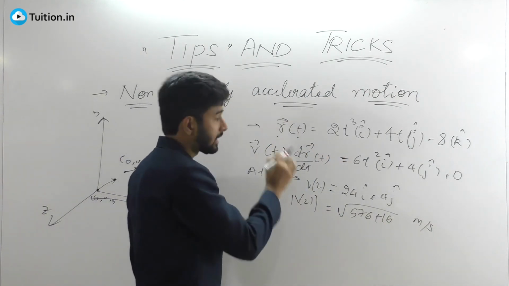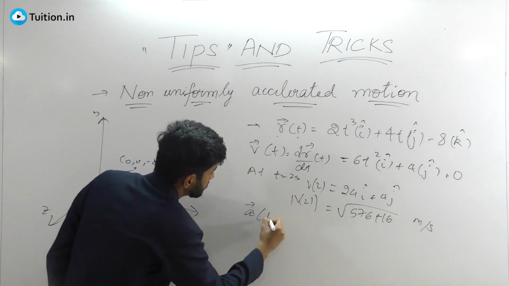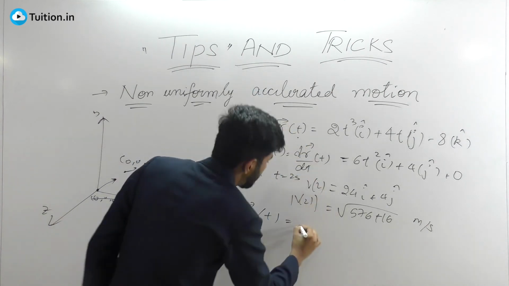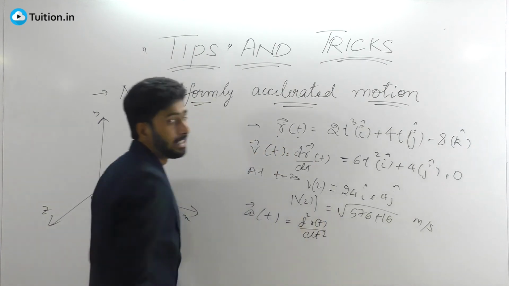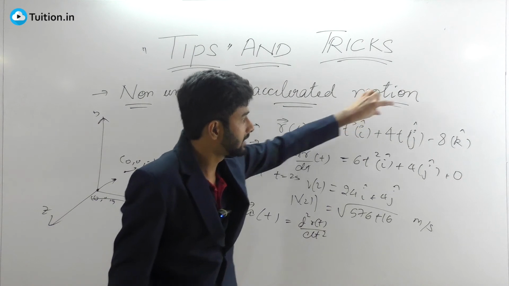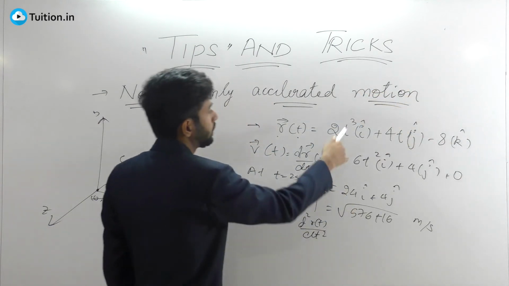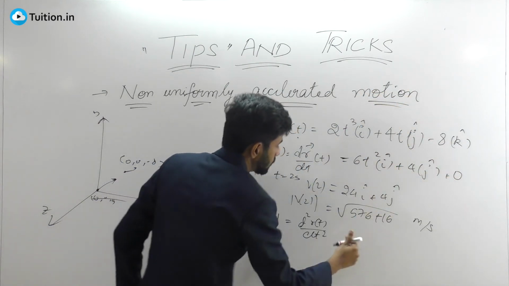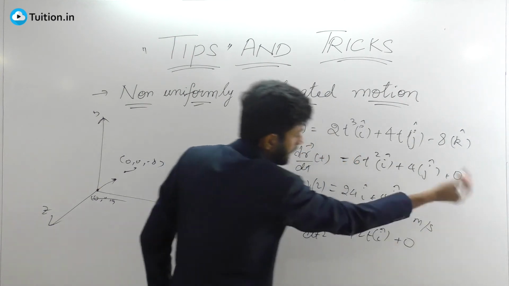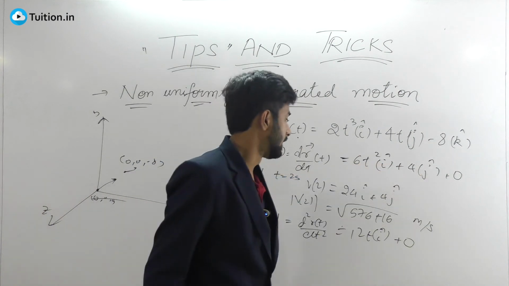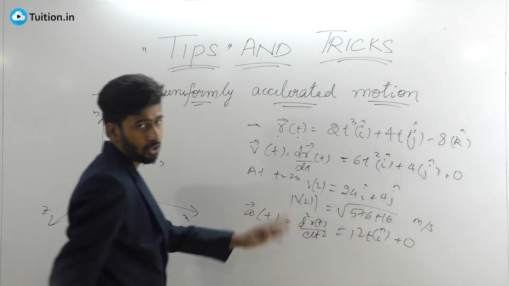If you need the acceleration, you will differentiate this again with respect to time, right. So, that will be basically nothing but d square r by dt square or dv by dt, right. So, again you will differentiate this separately, and this separately. You will have a 12t i cap plus 0, right, because there's nothing else there, this is a constant. That means your acceleration is just a function of time, which is 12t.